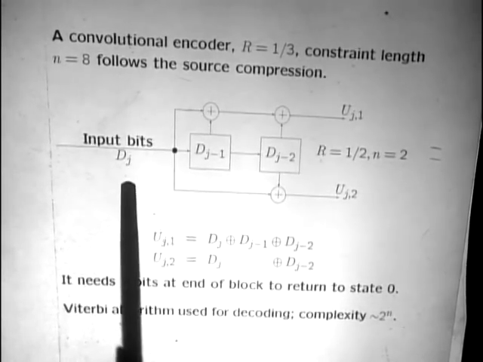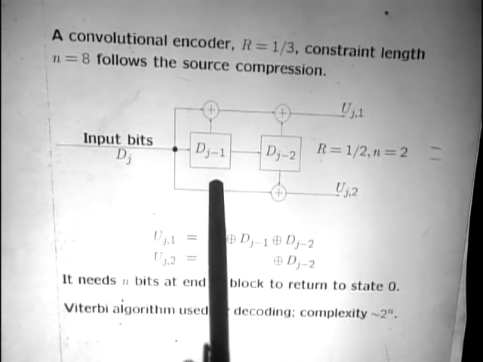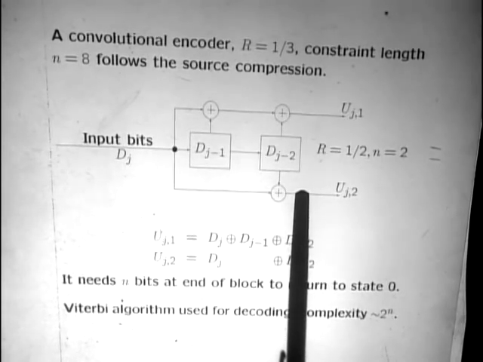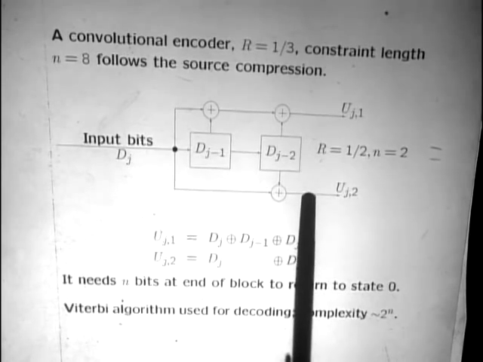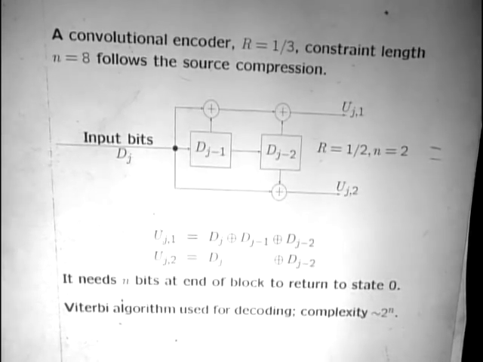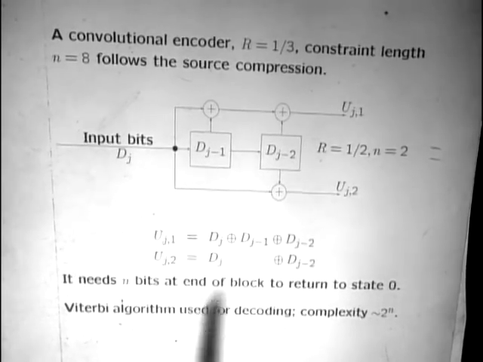Because at time j, it needs to remember whether this bit was a 1 or a 0, and whether this bit was a 1 or a 0. So it's just a linear modulo 2 device that happens to have 4 states. And it produces 2 bits in each interval of time, which are functions of this bit and of the current state.